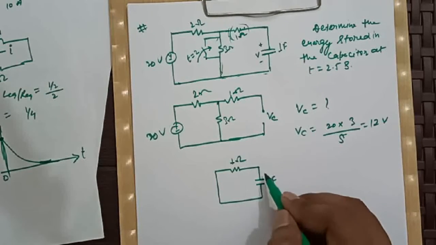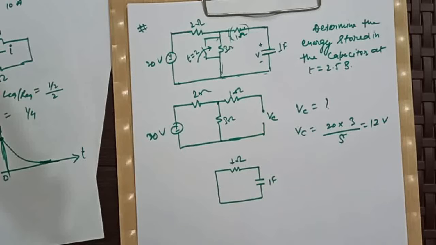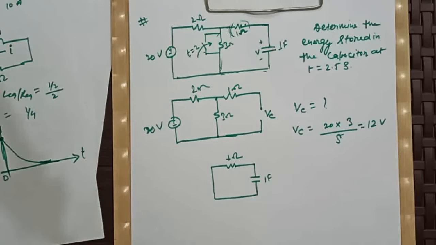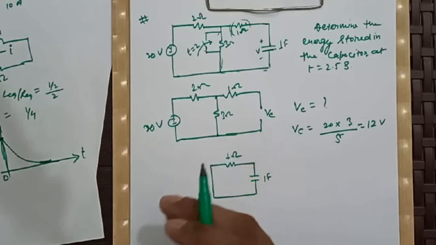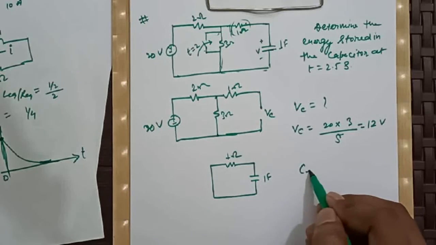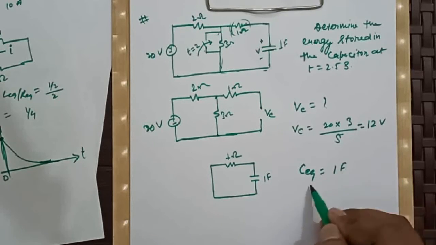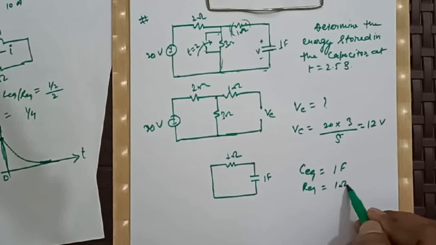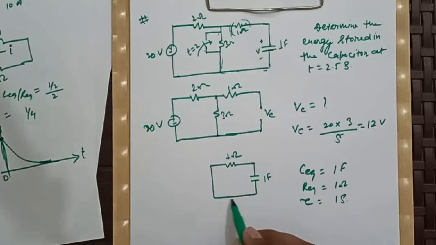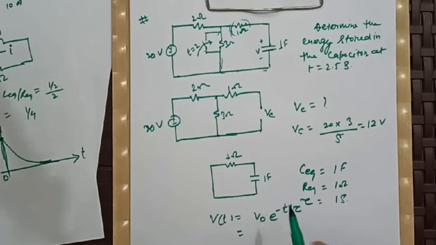Since this has the stored energy, this circuit is nothing but a first order source free response of an RC circuit. For that, C equivalent will be 1 farad and R equivalent will be 1 ohm. Now the time constant will be 1 second, and the capacitor voltage will have the form V naught e to the power minus t by tau, where V naught is the voltage at the time of switching.